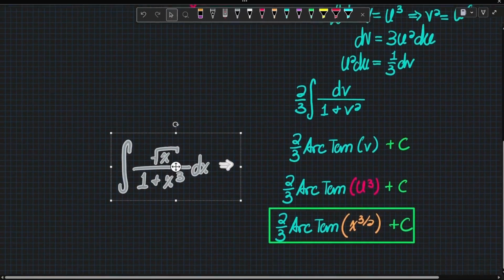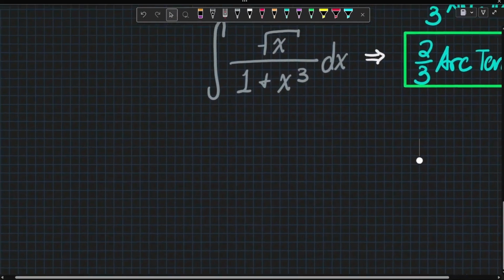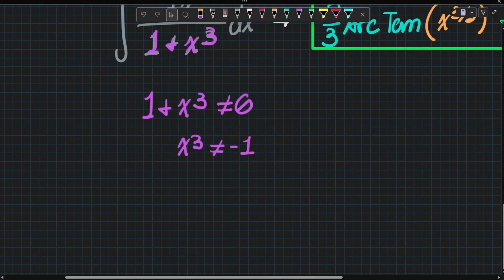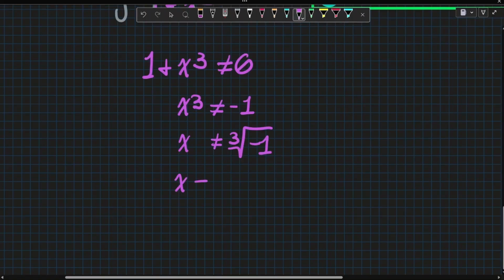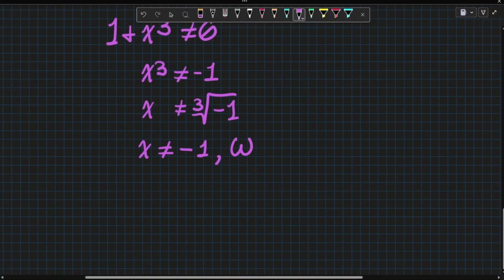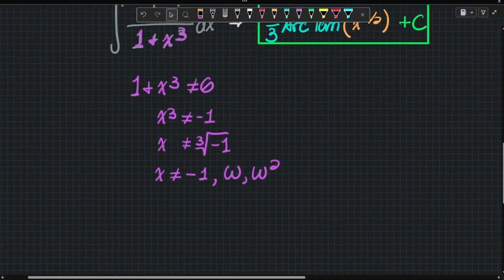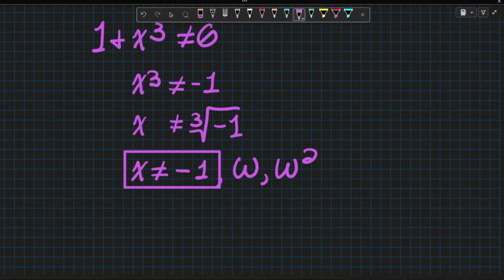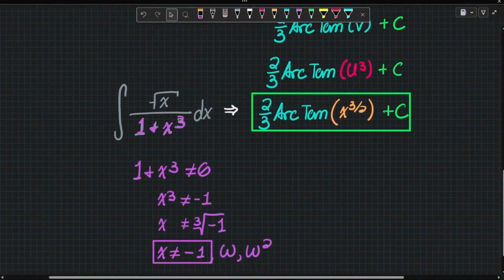And of course, with bounds, you might have to check a few things. Here we didn't have any bounds, but if this had been a definite integral, first of all, what do you want to check? You want to check that this denominator never becomes 0, okay? So this denominator cannot be 0, which means that x cubed cannot be -1, and thus x cannot be the cubic root of -1, so thus x cannot be -1, or of course, if you want to go complex, cannot be omega or omega squared, okay? Depends on what domain you're doing this on top of. We'll say for real solutions, x cannot be -1. But of course, you want to check omega squared for complex solutions.